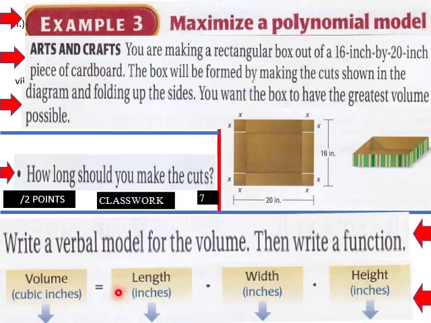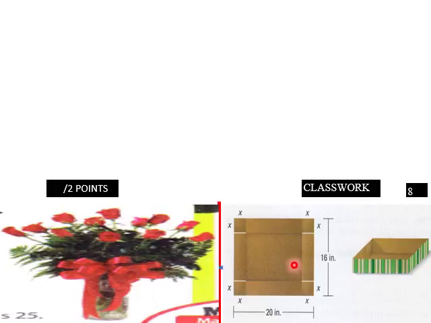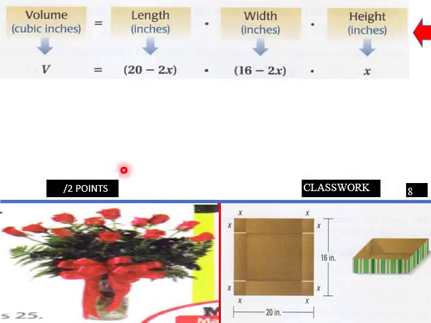So write a verbal model for the volume. Volume equals length times width times height. This is our formula here for volume. Out of this piece of cardboard here, we want the volume to be maximized. And then our length here is 20 minus 2x. These would be our x's here. We still don't know what x is going to be. And then 16 minus 2x for our width.